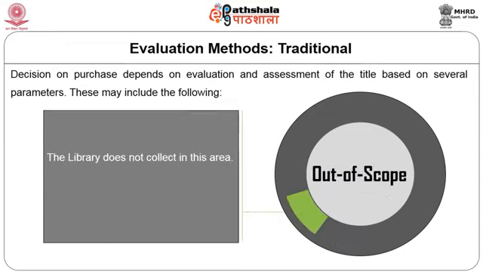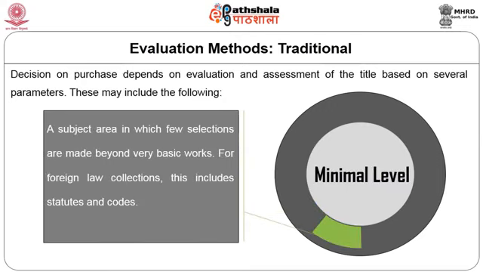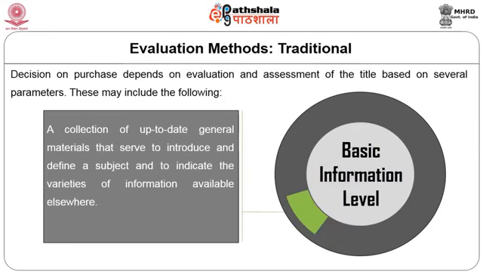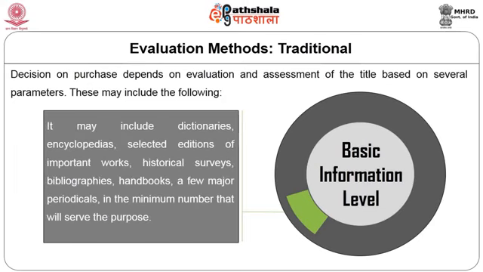These levels could be like out of scope, where the library does not need the collection in this area at all; the minimum level, where a few selections can be made beyond very basic works; the basic information level, where up-to-date general materials serve to introduce and define a subject and to indicate the variety of information available elsewhere. Typically, these would include the encyclopedias, the historical surveys, bibliographies, handbooks, and a few major periodicals.